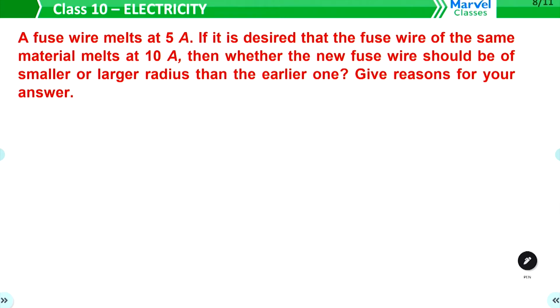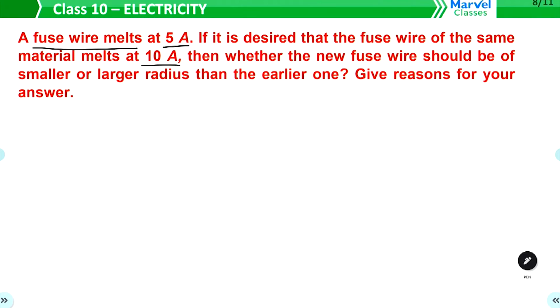Now, this brings us to the next question. Here, a fuse wire melts at 5 amperes. If it is desired that the fuse wire of the same material melts at 10 amperes, then should the new fuse wire be smaller or larger in radius than the earlier one?